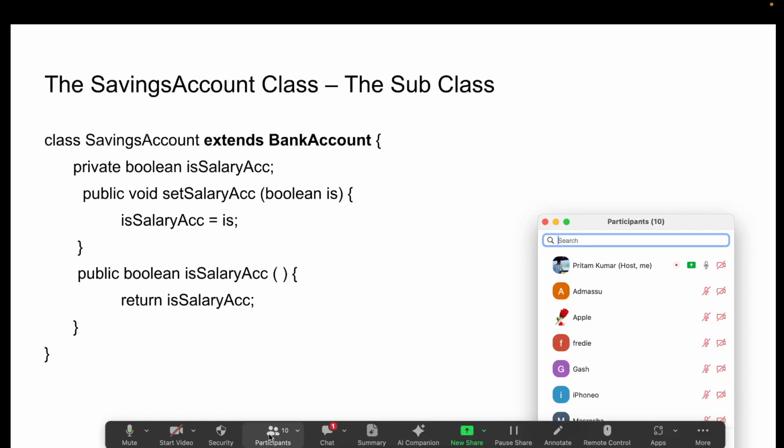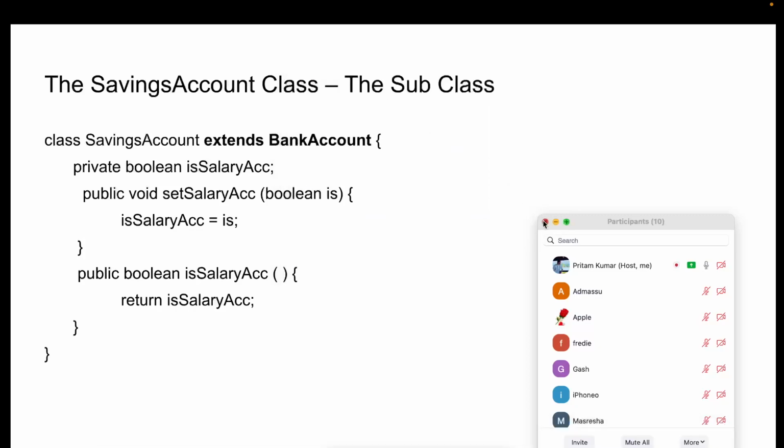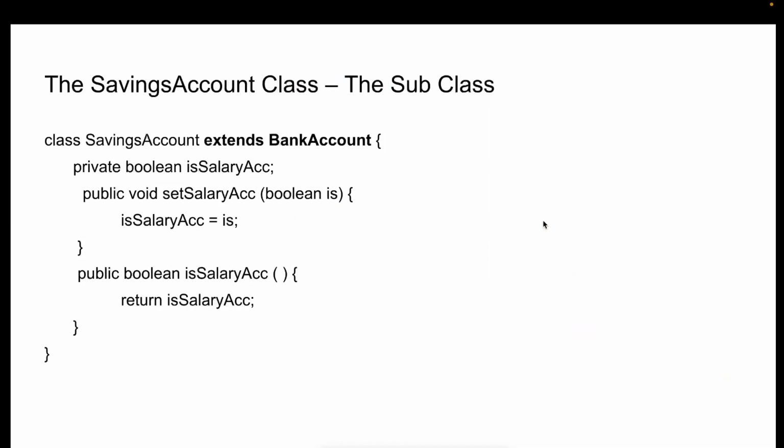Yes, TJ, no is the correct answer, because whatever properties or behavior you have already defined in the parent class will be available to the child class, but it is not the other way around. Whatever you have defined in the child class will not be available to the parent class. So that is one important concept to remember.